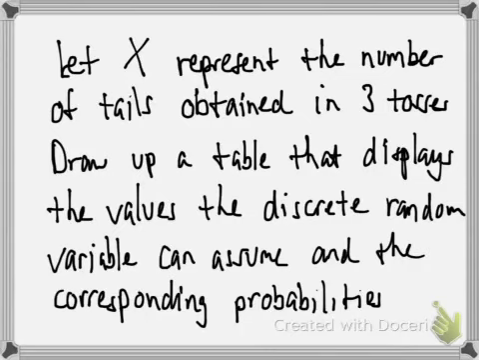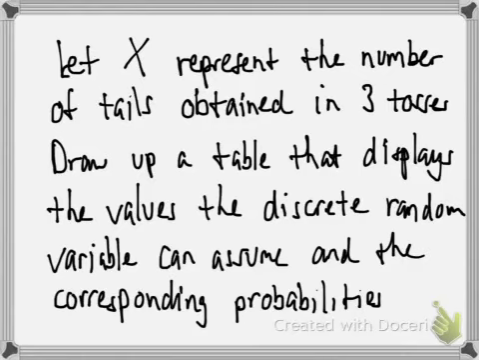Let X, looks very wordy, but it's not too bad. So let X represent the number of tails obtained in 3 tosses. So you're tossing the coin 3 times, and X is the number of tails. So it's the random variable, capital X. Draw up a table that displays the values the discrete random variable can assume, can take on if you like, and the corresponding probabilities. Okay, so if I toss the coin 3 times, what are the possibilities for the number of tails I'll get? What are the different possibilities?